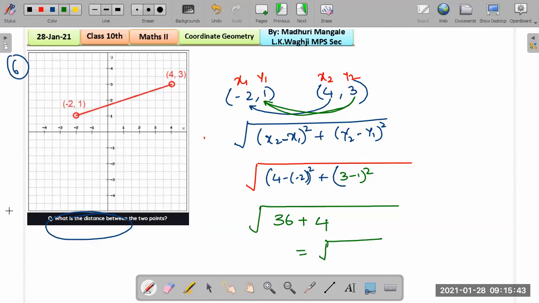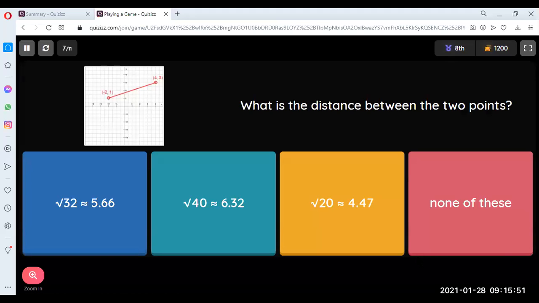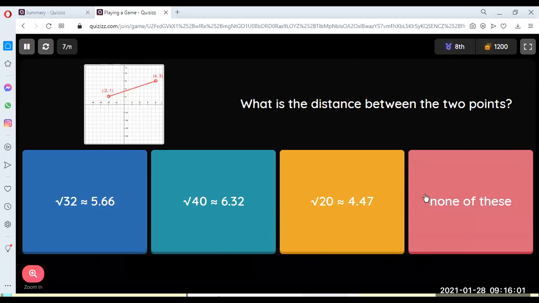Yes, students, quickly solve it, and the question is there on the quiz link. Select the correct choice and wait.